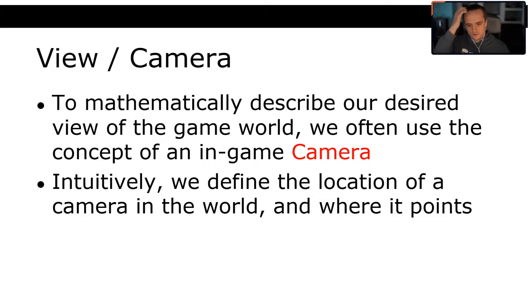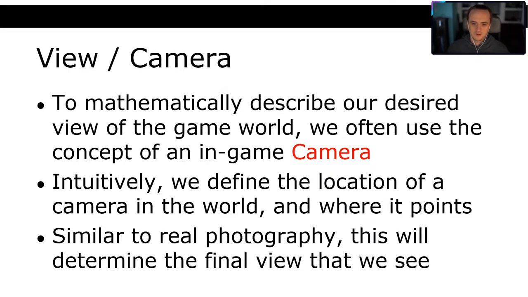Intuitively, we define the location of a camera in the world and where it points to. So if I want to get a particular view of the world, I'm going to say, okay, let's pretend I have a camera at a particular location, and it's going to point at a particular location in the map. Similar to real photography, this will determine the final view that we end up seeing in the game.